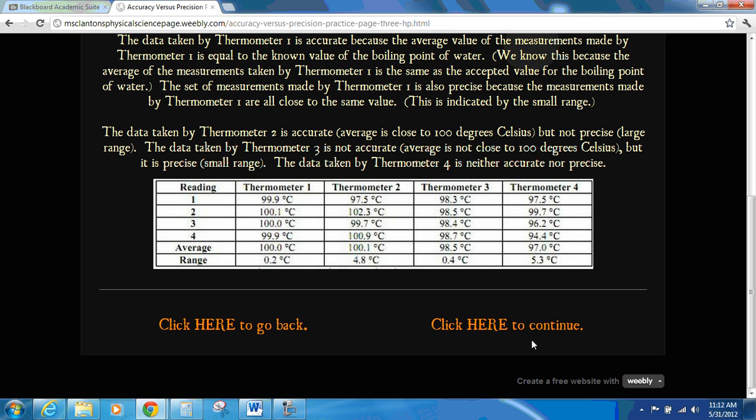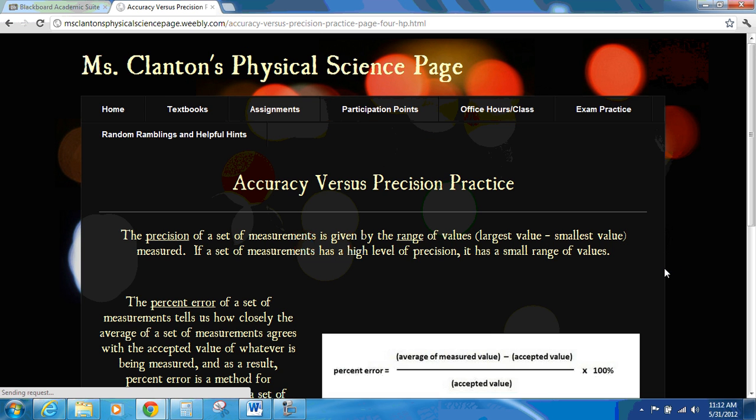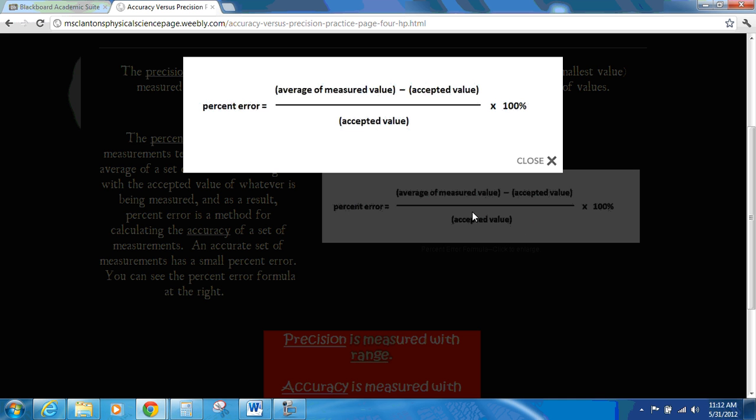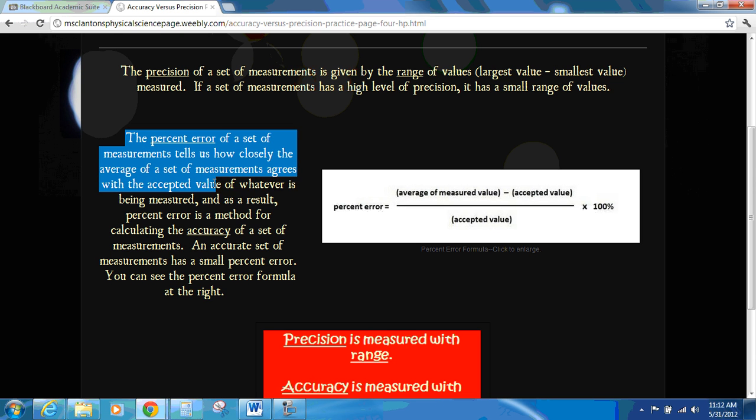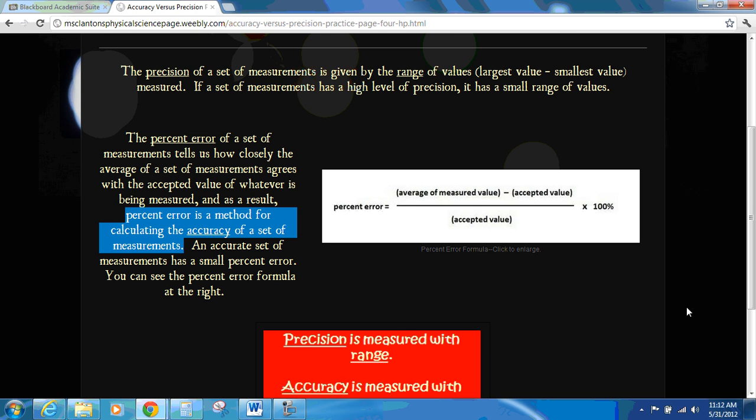Now, what is percent error, right? Let's click to continue and just look. Here is our formula for percent error. It is equal to the average of the measured values, so we'll take all of the measured values for thermometer 1, we'll average them, minus the accepted value of whatever it is we're measuring, divided by the accepted value times 100%. The percent error tells us how closely the average of a set of measurements agrees with the accepted value of whatever is being measured. Percent error is a good way of determining the accuracy of a set of measurements.